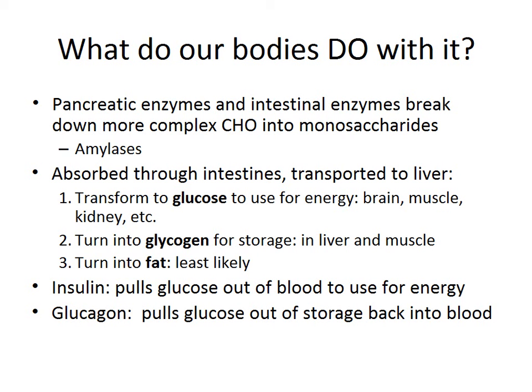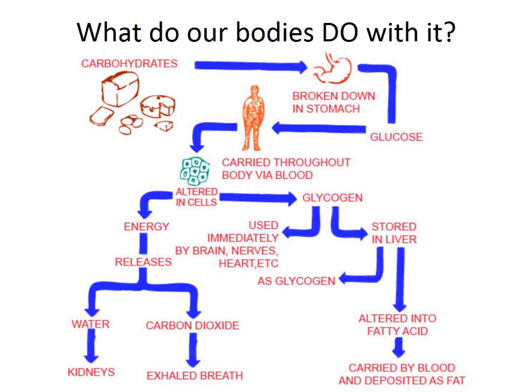And the two main hormones in your body that are important for regulating the amount of blood sugar are insulin, which pulls the glucose from your blood into your cells to use for energy, and glucagon, which pulls the glucose out of storage back into your blood when it gets too low. So this is just a nice picture for you of what our bodies do with carbs. It can be either carried into your blood and used for energy, turned into glycogen and stored, or altered into fatty acids.